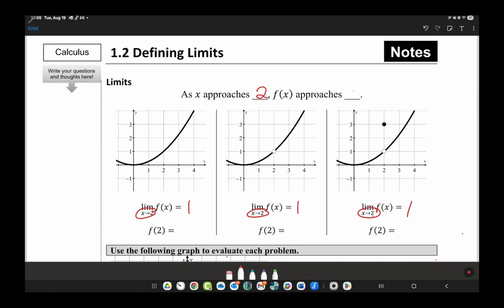X approaches 2, f of x approaches what? Every single one. We're not going to talk about continuity today. You guys have talked about continuity before? Okay. So you know what type of continuity the second and third one are? They're the same type. They're both removable.